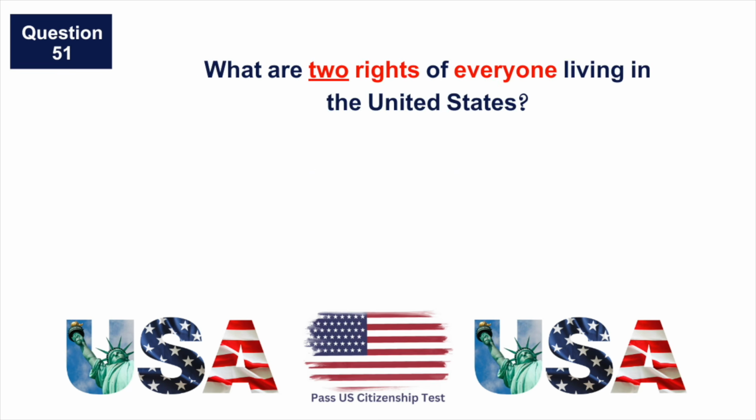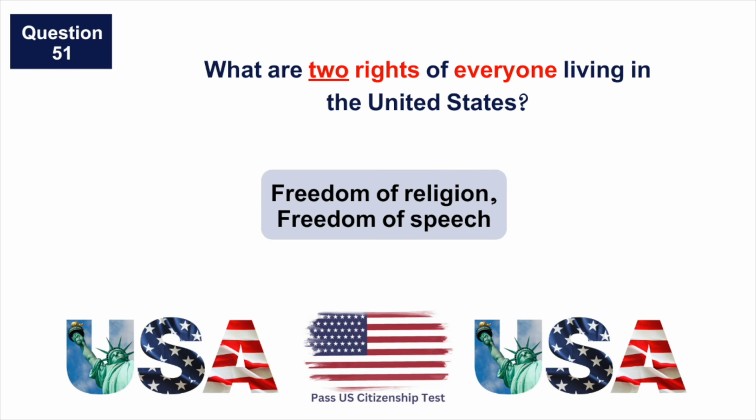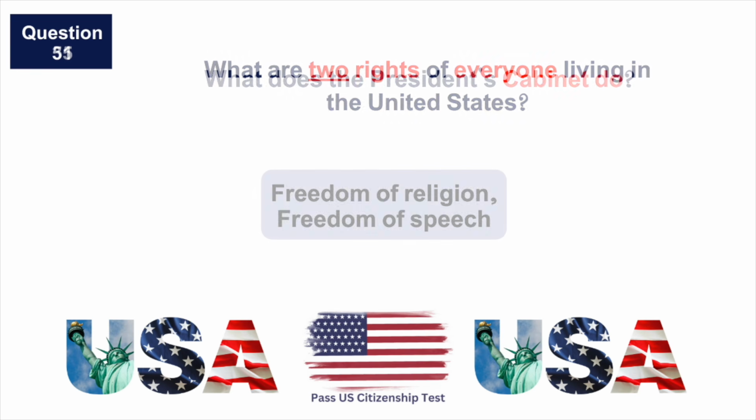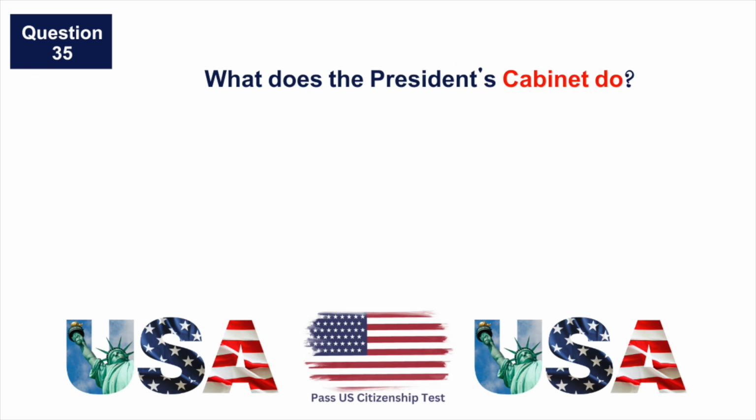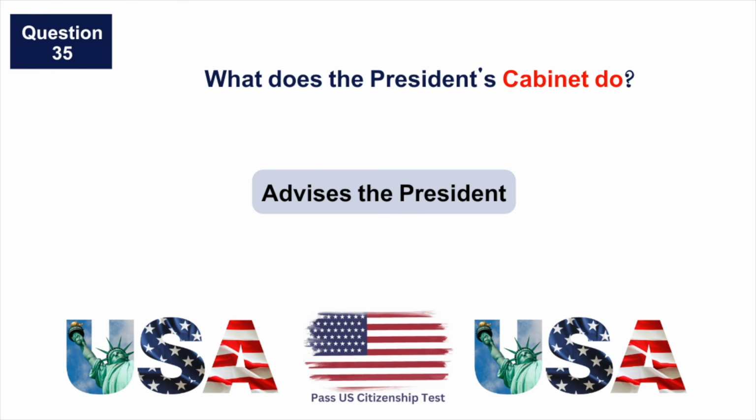What are two rights of everyone living in the United States? Freedom of religion, freedom of speech. What does the President's Cabinet do? Advises the President.